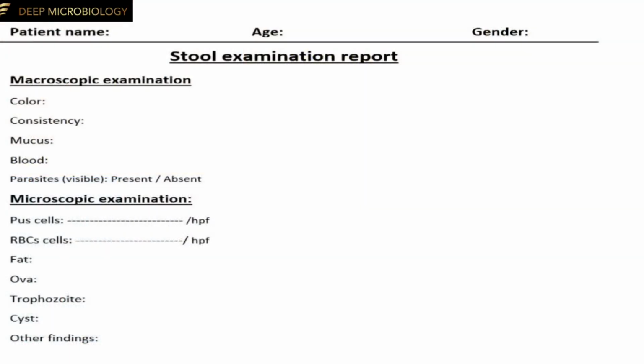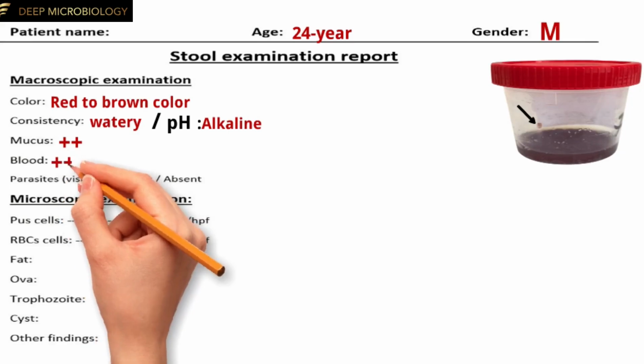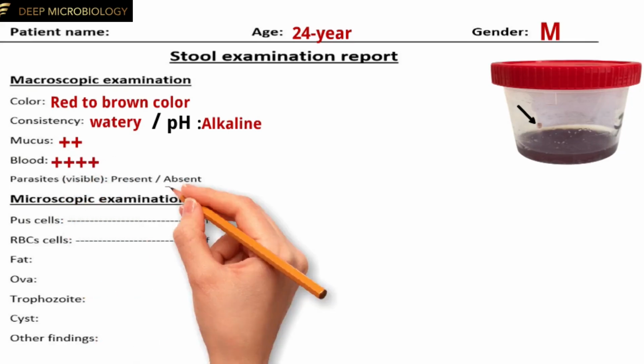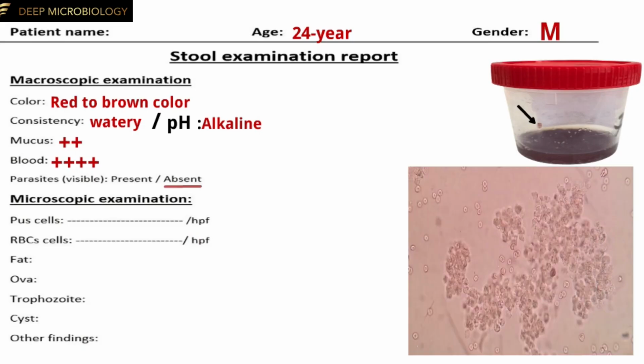Now let us finalize what we have learned in this case. The laboratory received a stool sample from a 24-year-old adult male patient. The sample was watery in consistency and red to brown in color, with an alkaline pH. If we look closely here, a portion of mucus appears, and we can grade it as 2 crosses. And blood is also present, graded as 4 crosses. No parasites were seen. A wet mount was prepared for microscopic examination.